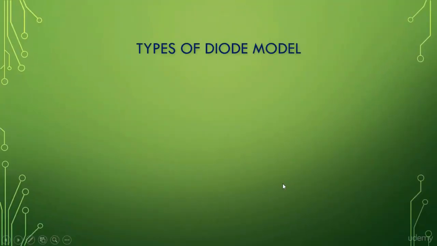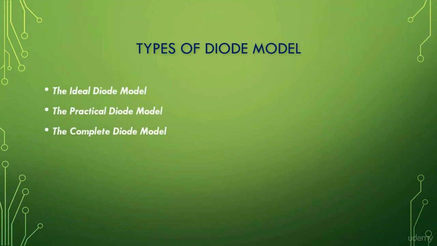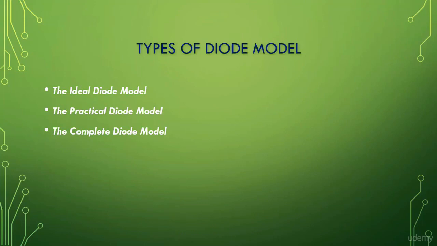Types of diode model. There are three types of diode model. The first diode model that we cover is the ideal diode model. This model represents the component as a simple switch that is either closed or open. The ideal diode model is typically used in the initial stage of circuit analysis and troubleshooting.